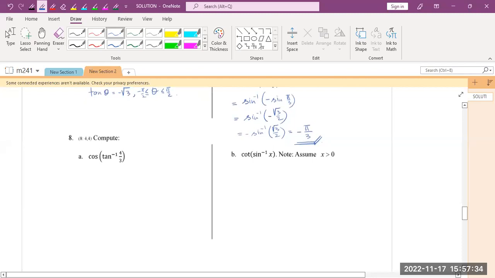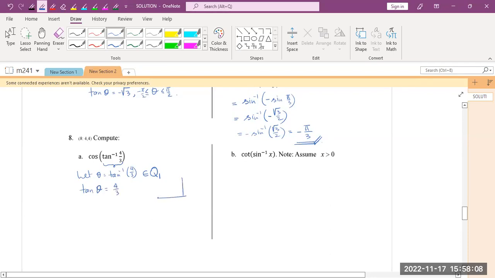Okay, number 8. I like this kind of question. You see that I always ask this question. What is cosine of tangent inverse of 4 over 3? The way you do this problem is, let's call this angle theta first. Because 4 over 3 is positive, tangent inverse of 4 over 3 is in quadrant 1. It means theta is an acute angle. Therefore, we can draw the right triangle.